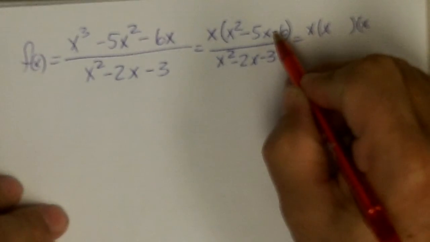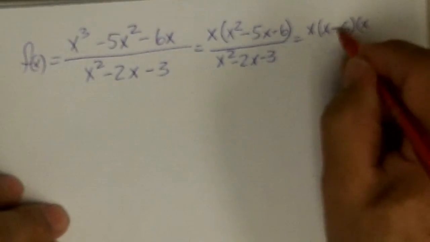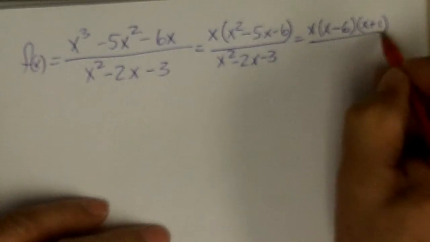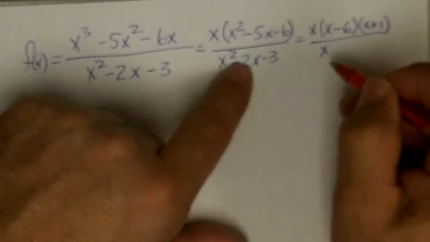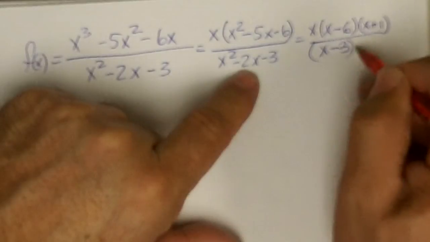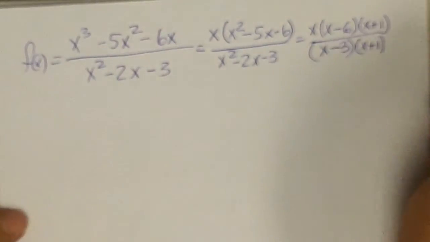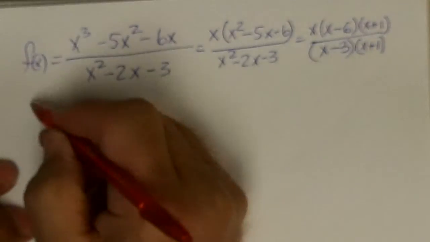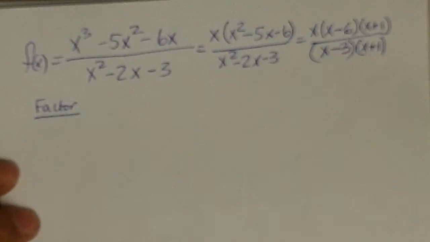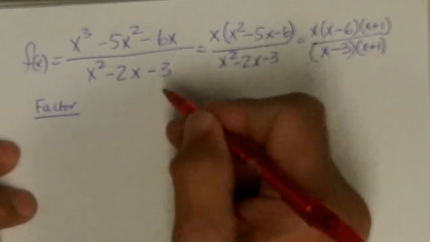They're going to subtract, so 6 minus 1 would be 5, so I'm going to use minus 6 plus 1 to make minus 5. And then the denominator factors to x minus 3, and x plus 1 would give us minus 2 in the middle. So factor, you should show that. So then you can tell me if there are any holes.